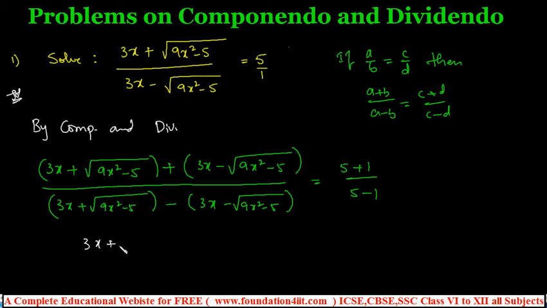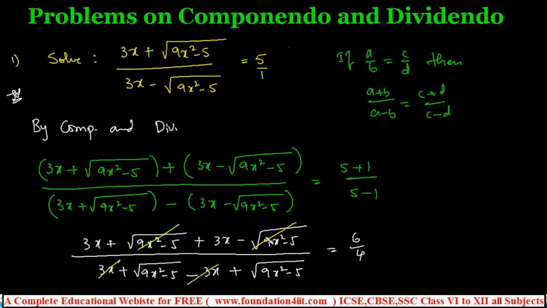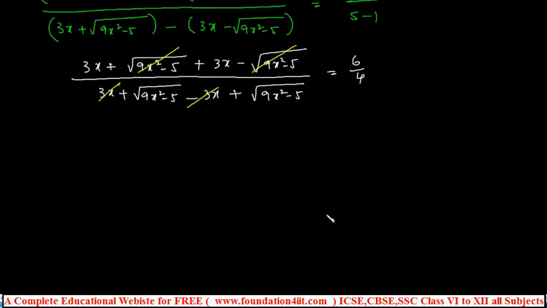So 3x + √(9x² − 5) + 3x − √(9x² − 5) in the numerator, divided by the denominator, which is the same 3x + √(9x² − 5), with a minus sign: minus of this, minus 3x, minus into minus plus √(9x² − 5). This is 6 by 4. And here, the √(9x² − 5) terms cancel, and the 3x terms cancel. They compulsorily cancel.